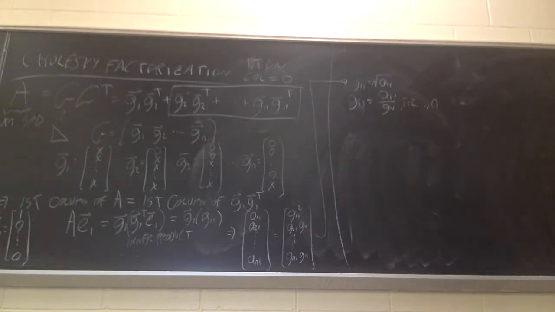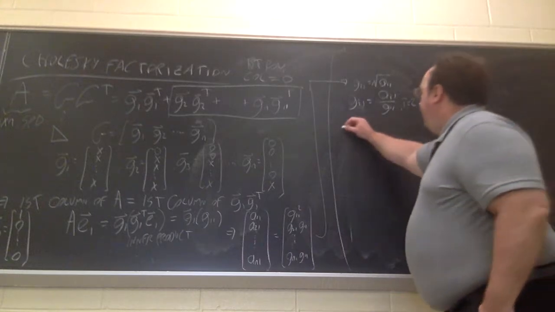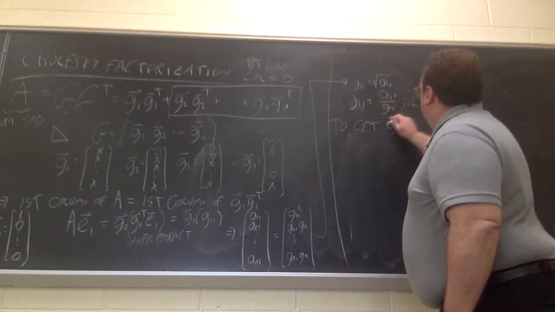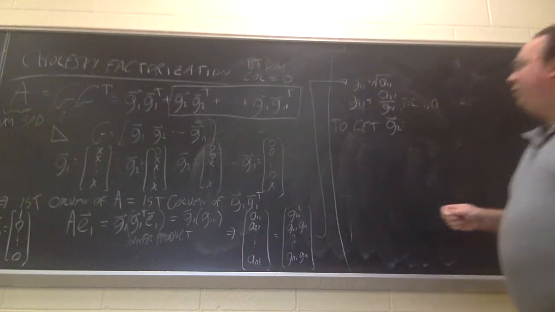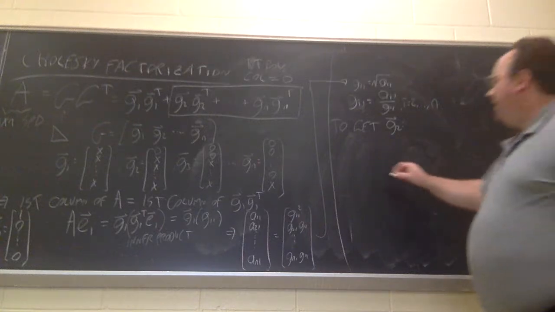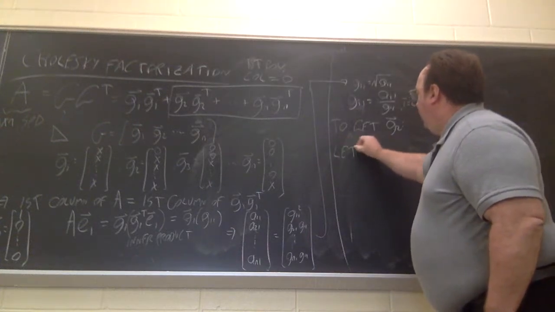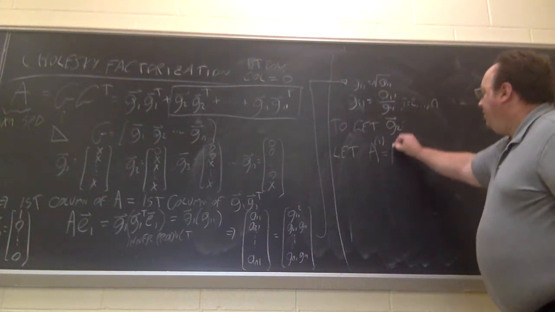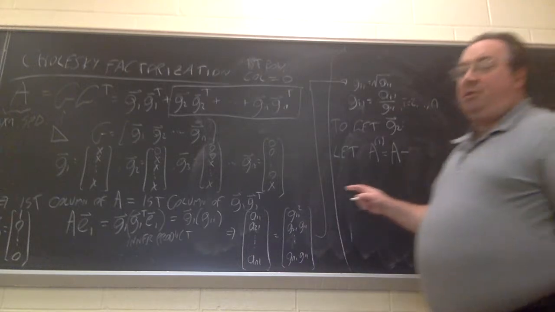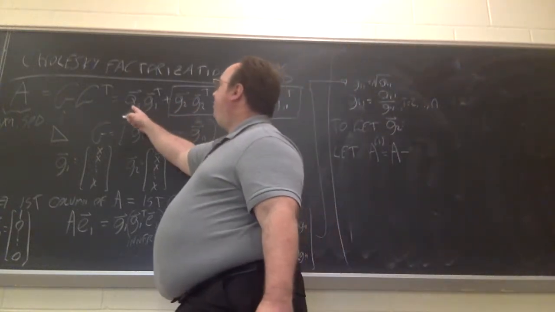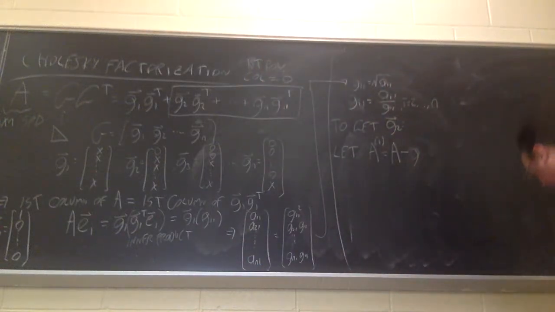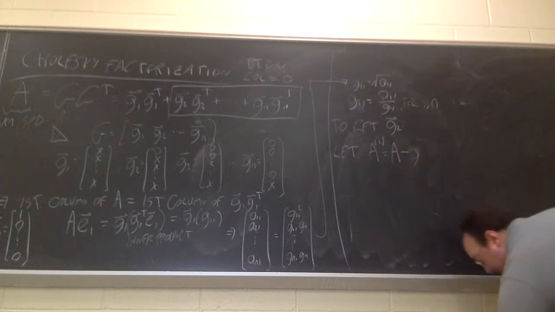Once we have G1, we need to move on to G2. So we'd like to proceed in a similar fashion. And the way we can do that is, I'm going to call this A1 to be the original A. And I'm going to take this term, G1, G1 transpose, move it to the other side. And I'm going to move these to the other side too.